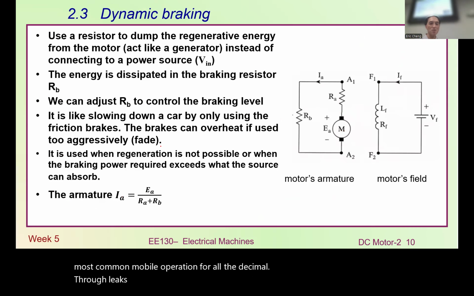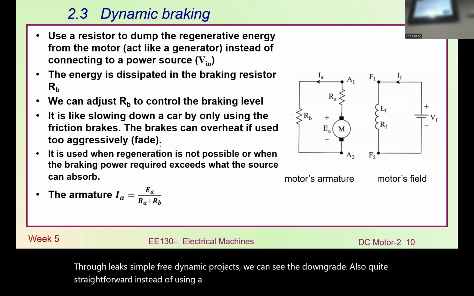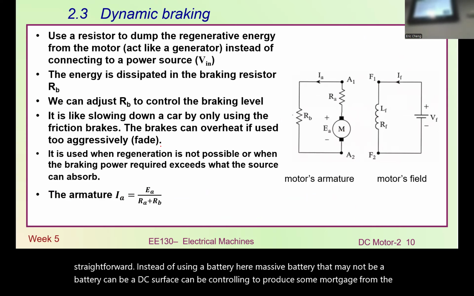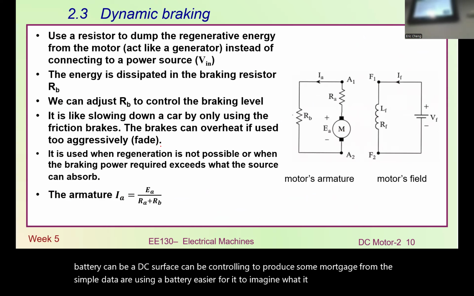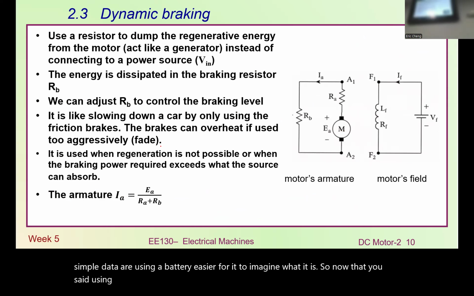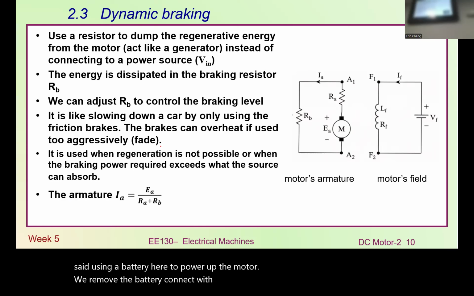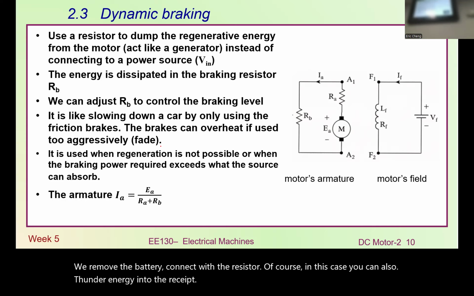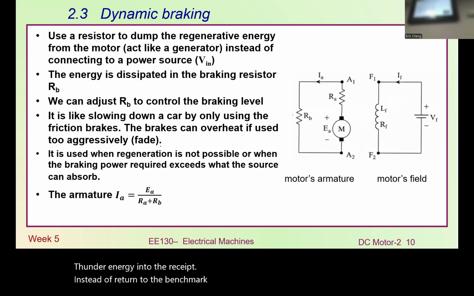Next, 2.3, dynamic braking. You can see the diagram is also quite straightforward. Instead of using a battery here, and when I say battery, that may not be a battery, it can be a DC source, or a controller producing some voltage. But here I'm using a battery, easier for us to imagine. Now, instead of using a battery to power up the motor, we remove the battery and connect a resistor. In this case, we dump the energy into the resistor instead of returning it to the battery. So that's so-called dynamic braking.